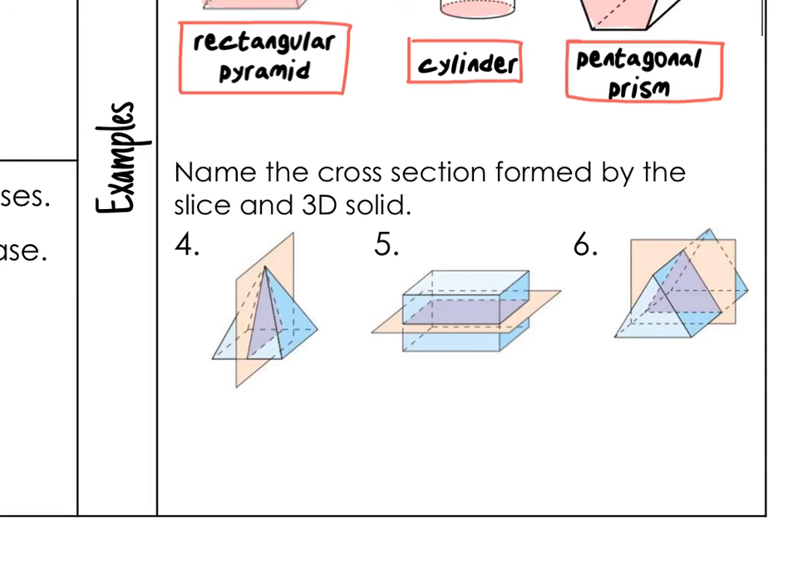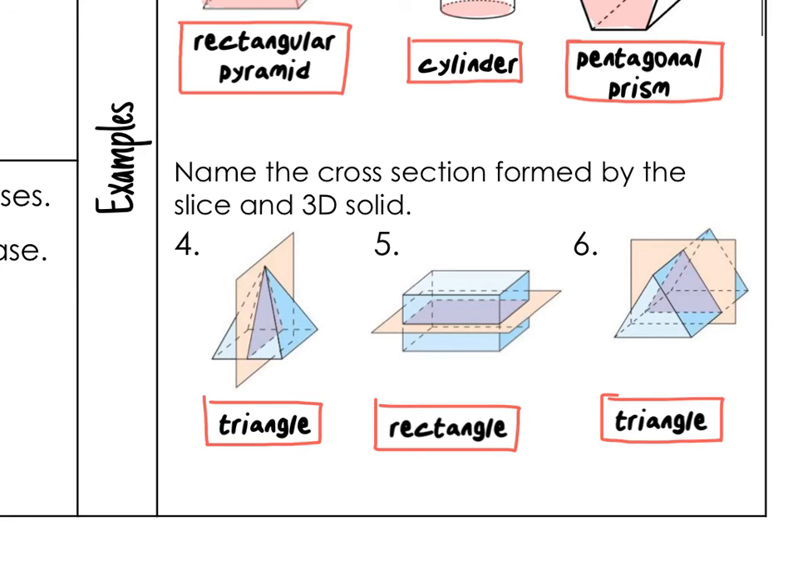Okay, ready for the answer? Here we go. The cross-section for number 4 is a triangle. Number 5 is a rectangle, and number 6 is a triangle.